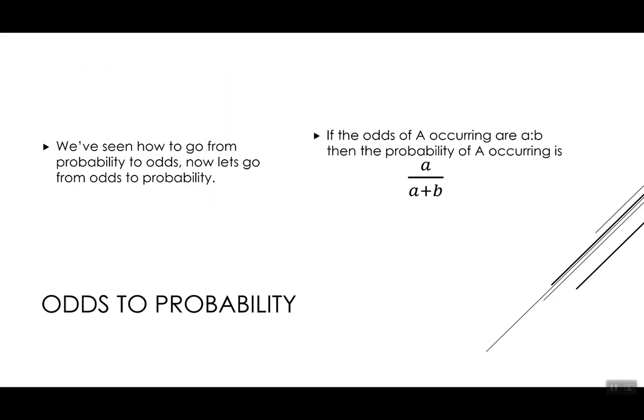So now that we've seen how to do odds, we want to be able to go back and forth from odds to probability and probability to odds. So let's start with odds to probability. If the odds of an event A occurring are A to B, then the probability of A occurring is A over A plus B. So odds A to B becomes A over A plus B. This is what we want from this slide.